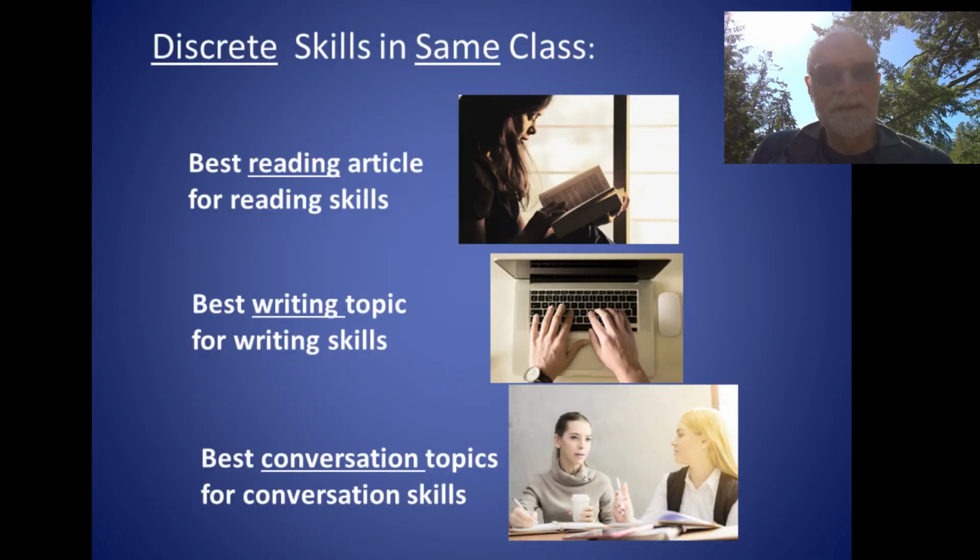Instead of going through all those contortions trying to integrate the skills around one topic, here's what the teacher should do. For reading skills, find the best reading article for reading skill development. Find the best topics for conversation skill development, and don't worry if it's not connected to the reading article. And do the same with the writing topic. Find topic choices that will most stimulate students to write, even if they are not related in any way to the reading or speaking topics. That is how we can best help our students develop their skills.